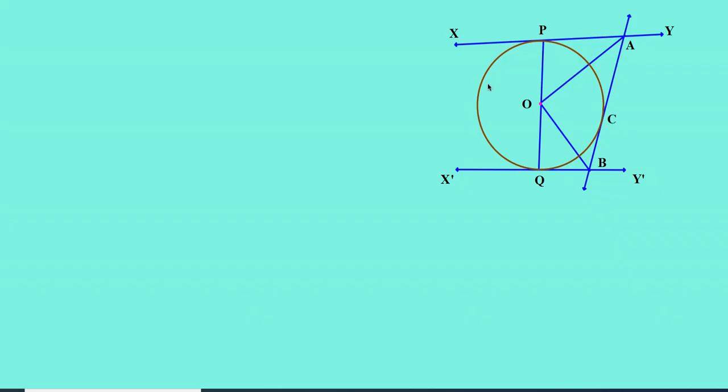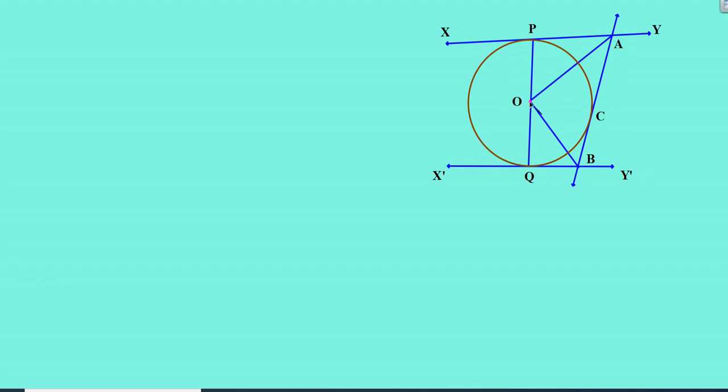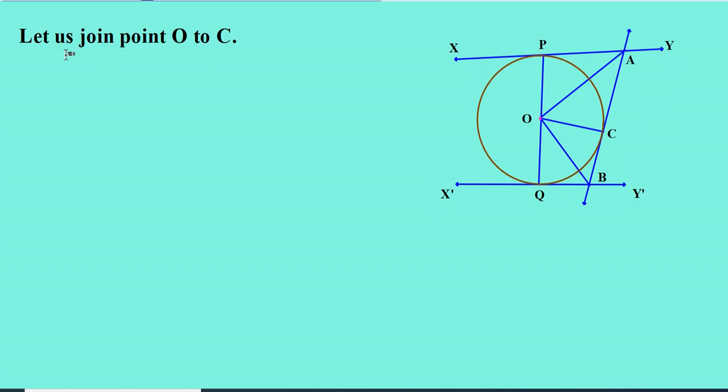Here XY and X dash Y dash are the two tangents to the circle with the center O. AB is another tangent touching the circle at C. That means C is the point of contact here. What you have to prove is angle AOB is equal to 90 degree. First, let us join OC.